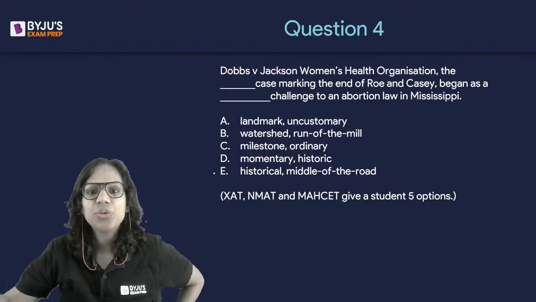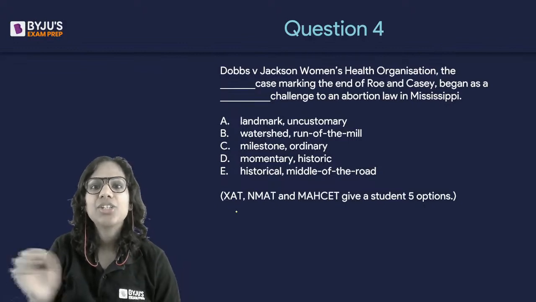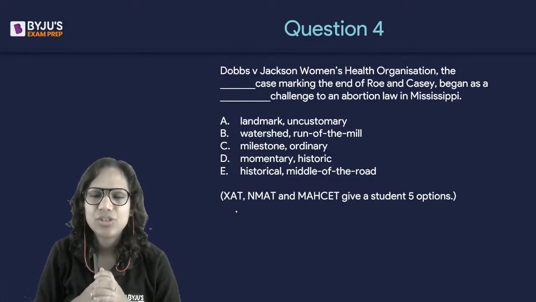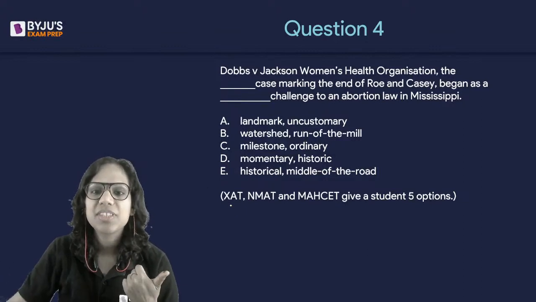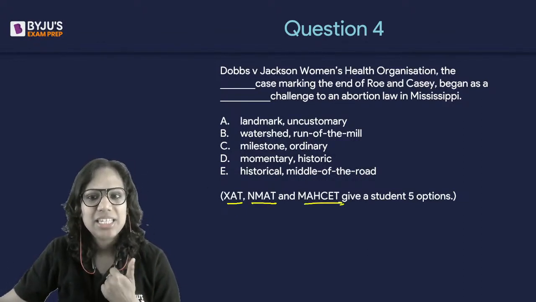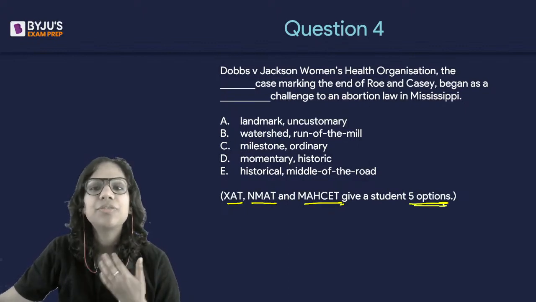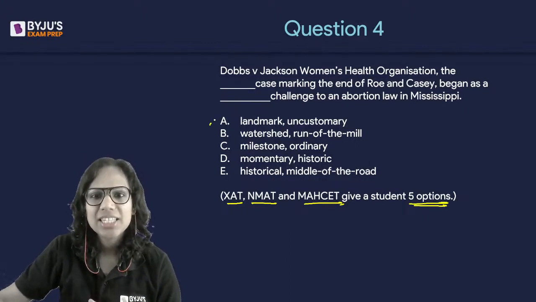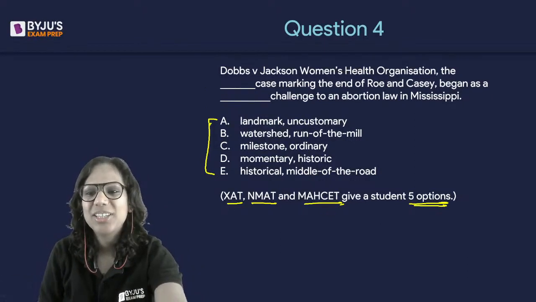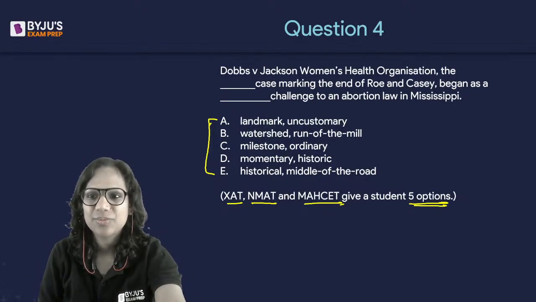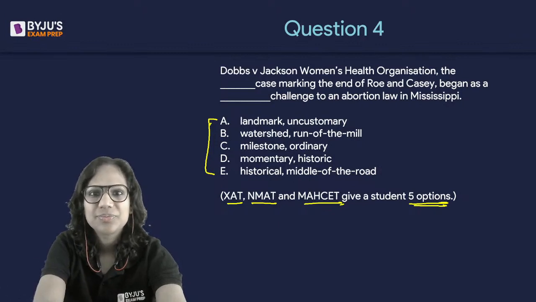I just wanted to state that not all your entrance tests have 4 options. That's why we included questions with 5 options today, because NMAT and MHCT are exams that give a student 5 options. Hence 5 options in this double filler, 2 blanks, fill in the blank. Tell me the answer.